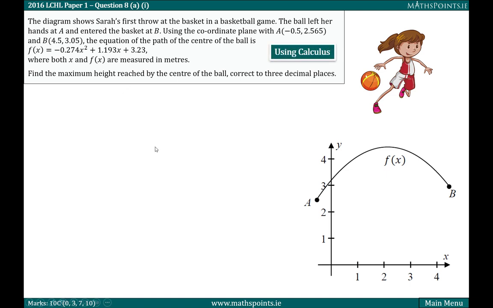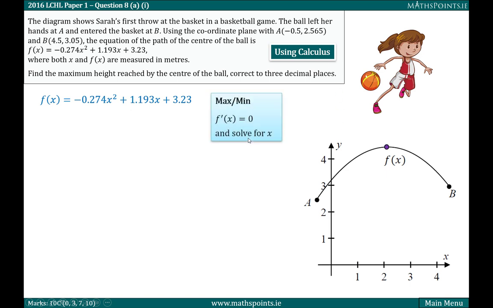So what we're going to do is we're going to differentiate the function, so using the power rule. So we get minus 0.548x plus 1.193. The constant, when you differentiate it, goes to 0. And then what that gives us is the rate of change of the height of the basketball. We're interested in the rate of change at the maximum, and the rate of change at the maximum point is 0, or we can say that the slope of the tangent to the curve at the maximum is always 0.